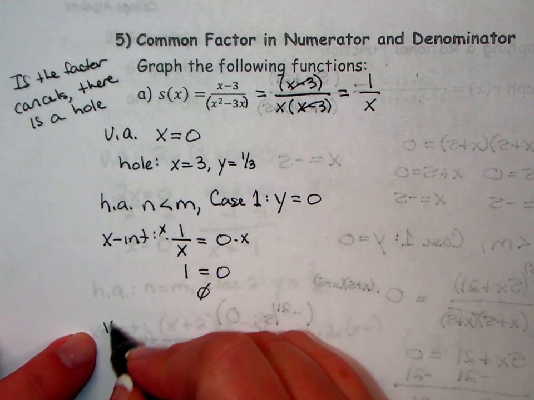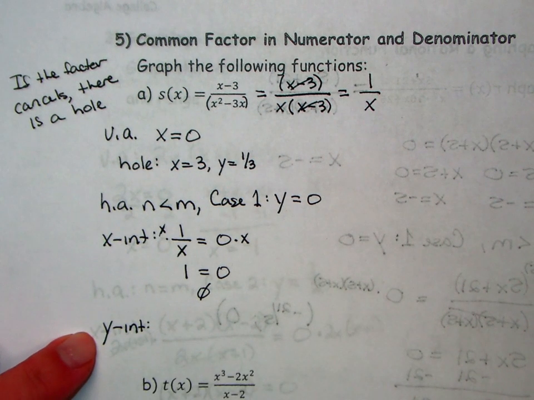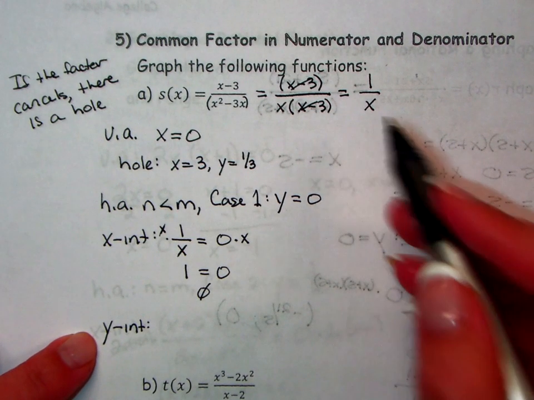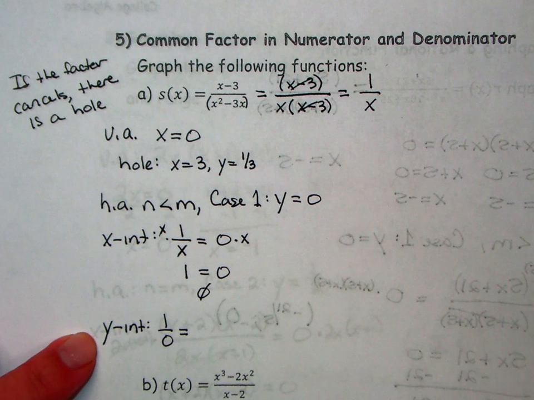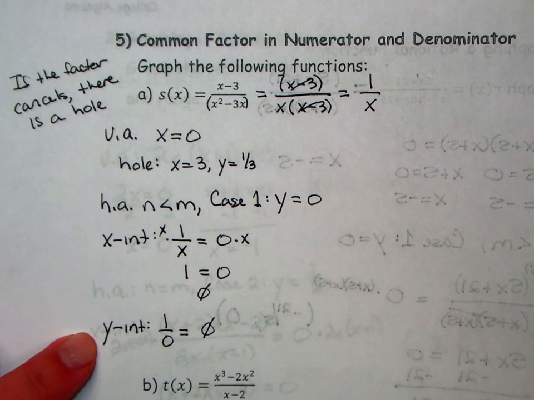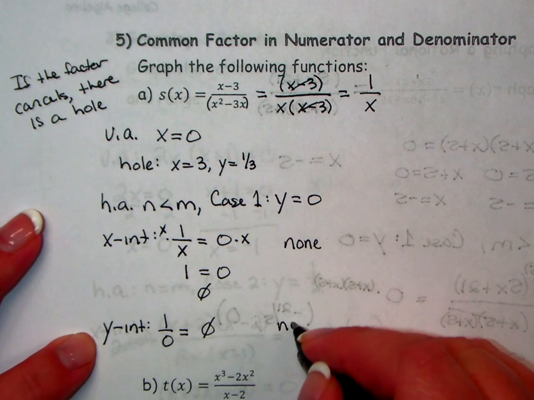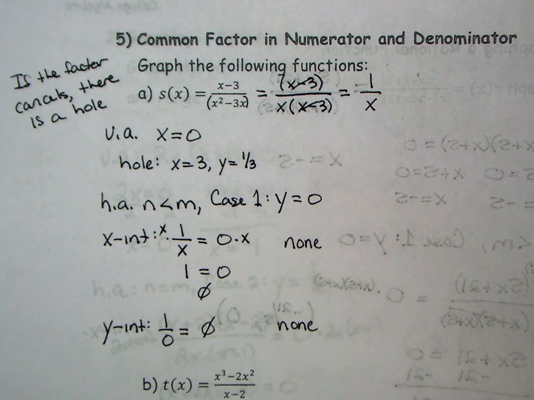On the y-intercept, this is the one where it doesn't really matter. You're going to get the same answer, right? But on the y-intercept, if we let x equal 0, I'm going to get 1 over 0, which does not exist because we can't divide by 0. So we have no x-intercepts. We have no y-intercepts. All right. So let's go ahead and graph that.